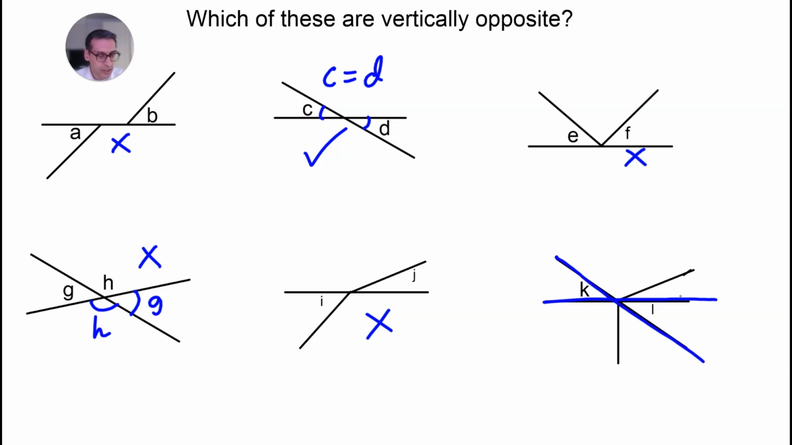And then in this example here, we can see a straight line there, and we can see a straight line there. Now, if we ignore the other lines, they are two lines crossing over each other, and they are vertically opposite each other. So in this case, they are vertically opposite angles. We can ignore the other lines around this because they are two continuous, straight lines.